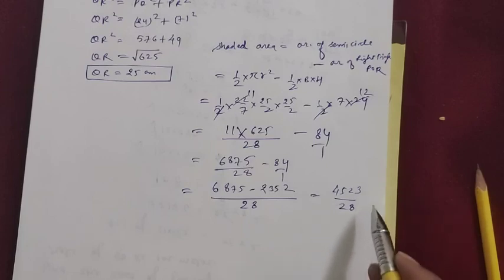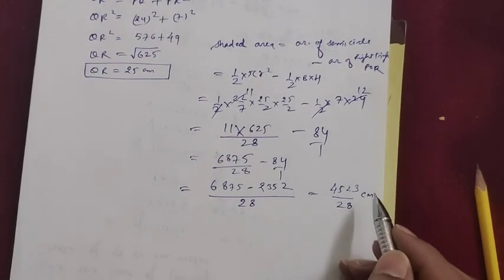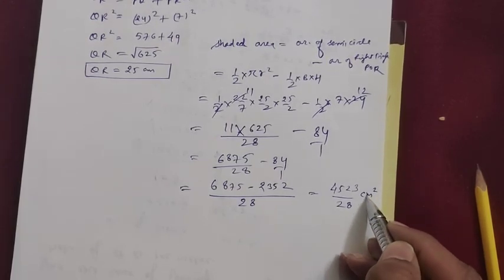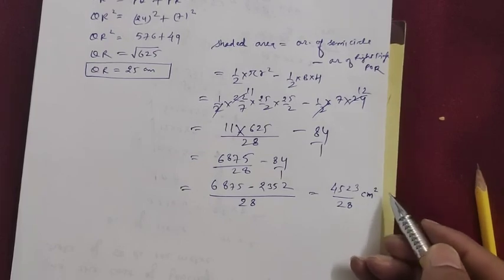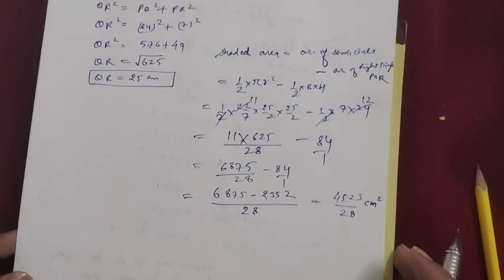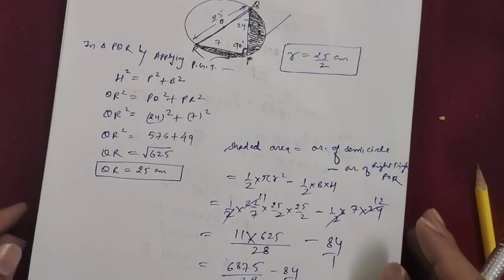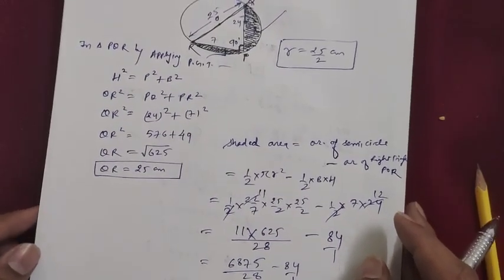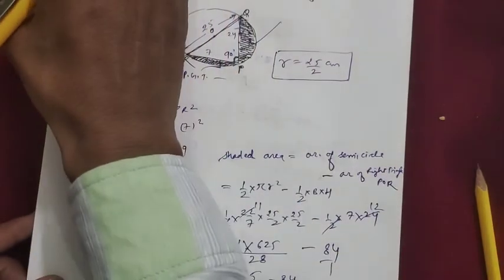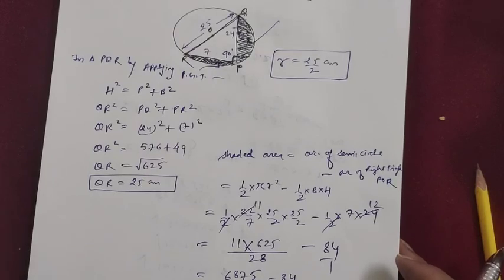And at the last, don't forget to write the unit. So 4523 upon 28 centimeter square. Since it is area, we always have square units as the unit. So all the questions that we have taken in this session belong to the previous year board papers. So I hope every question is clear to you.